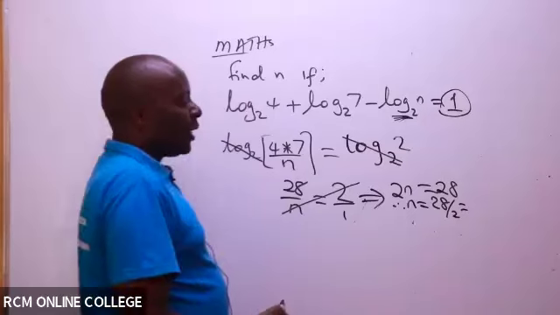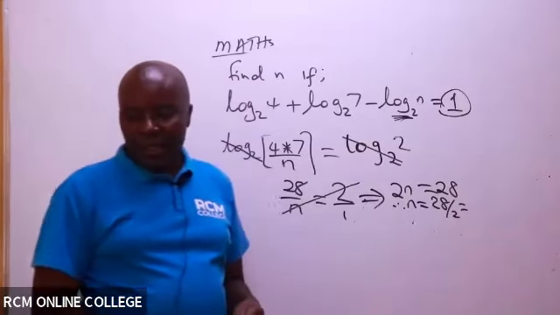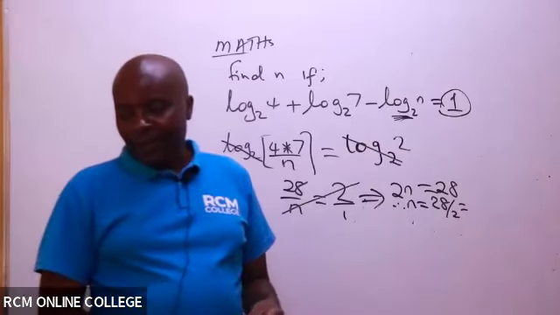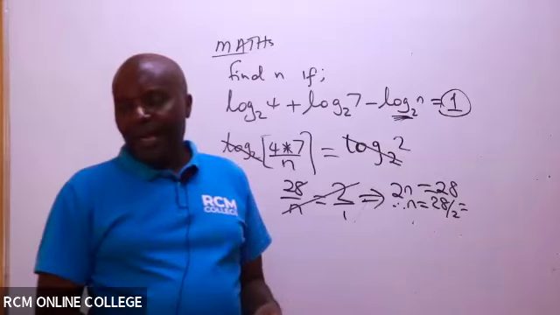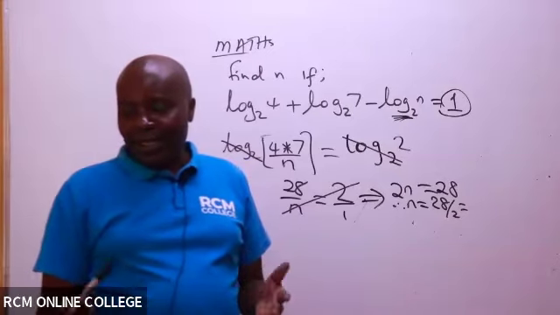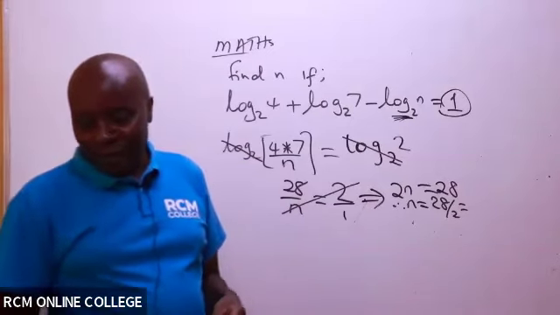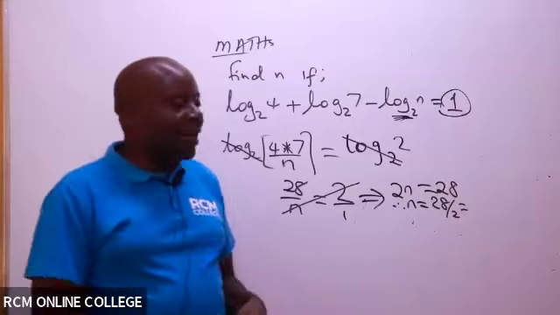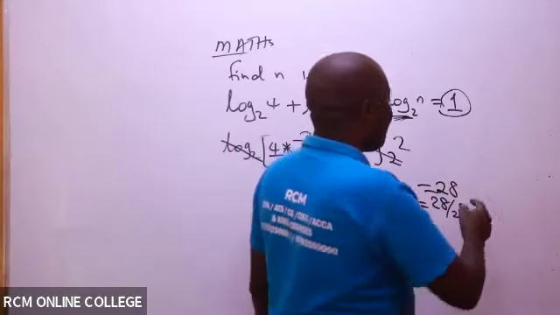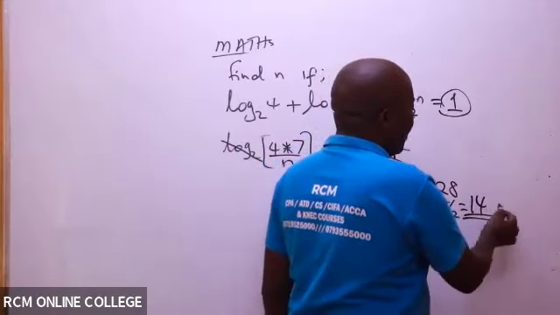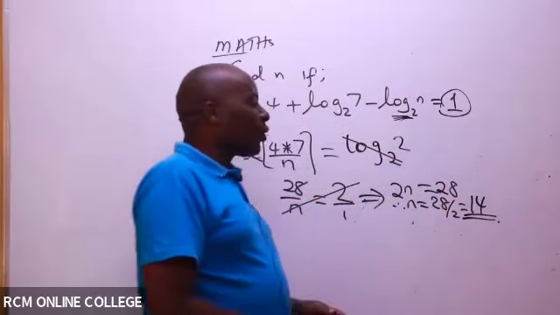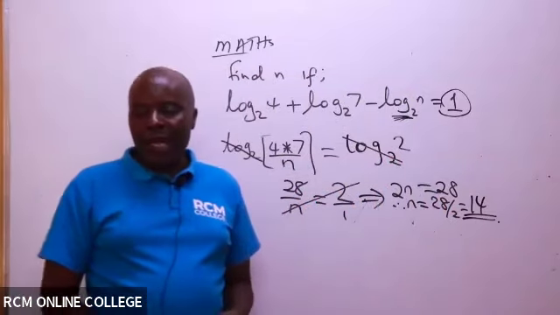So 28 divided by 2 will end up giving us what number? Yeah, I can as well do it the way you are doing it there, which is very good. So 28 divided by 2 will end up giving me 14.